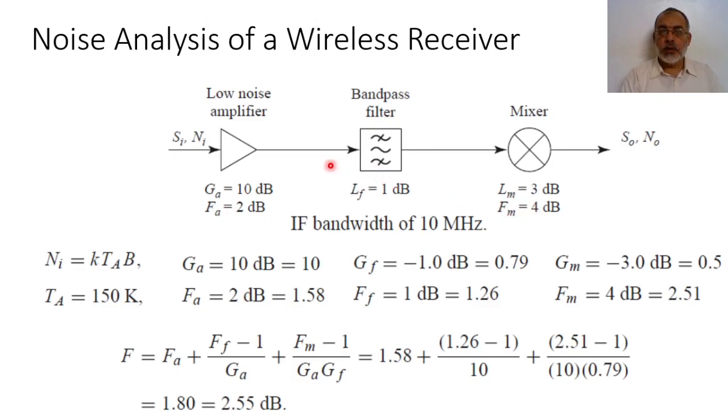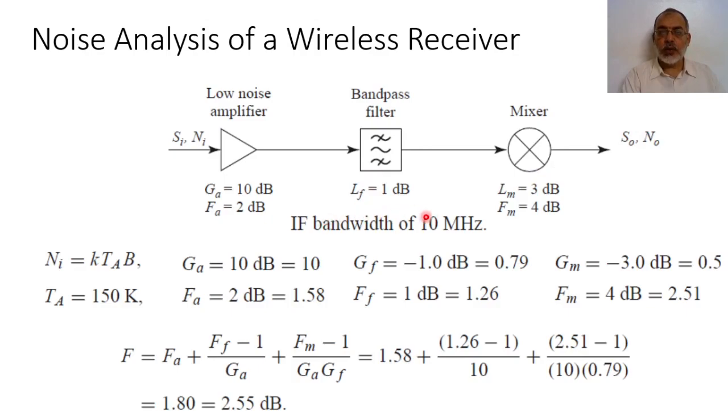If we remember, for a lossy network, the noise figure equals the loss factor. So I have not mentioned the noise figure here because it can be obtained directly. The noise figure for this band pass filter will be 1 dB. Alright, and the output is coming from the mixer, so the output signal is S naught and the output noise is N naught.